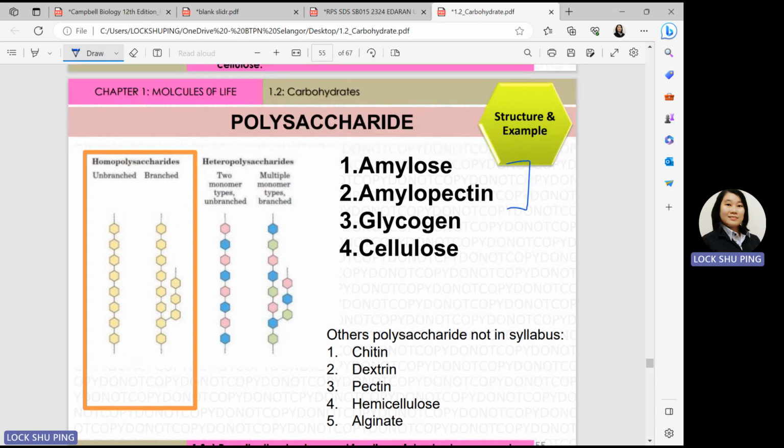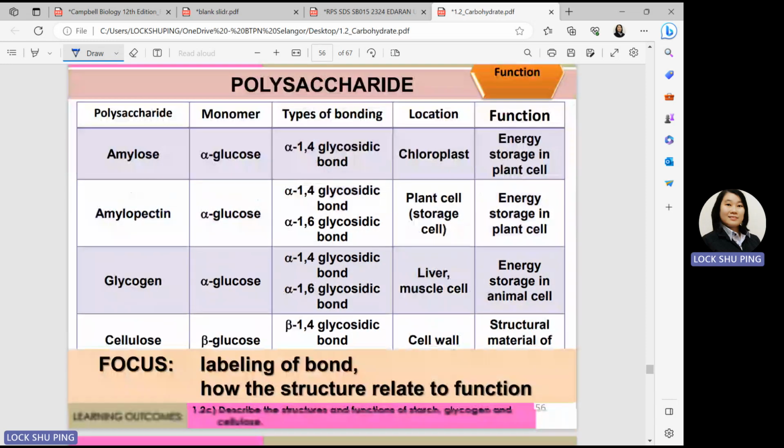Amylose and amylopectin are both types of starch, and then there are glycogen and cellulose. What is the monomer that forms all these molecules? Amylose and amylopectin, the two types of starch, are built primarily from only one type of monosaccharide, alpha glucose. Glycogen is also alpha glucose only. But cellulose is different. Cellulose is built from beta glucose.